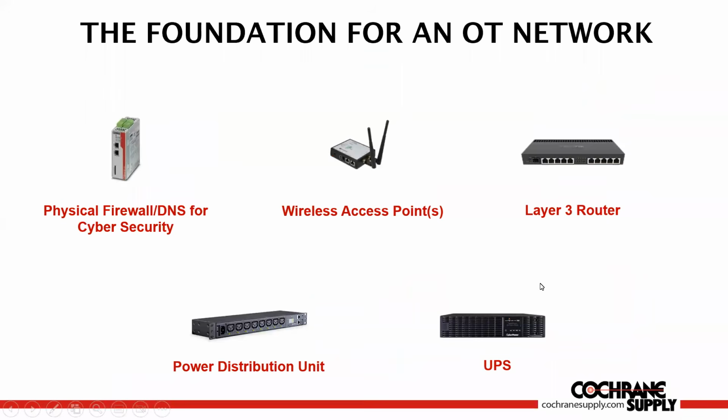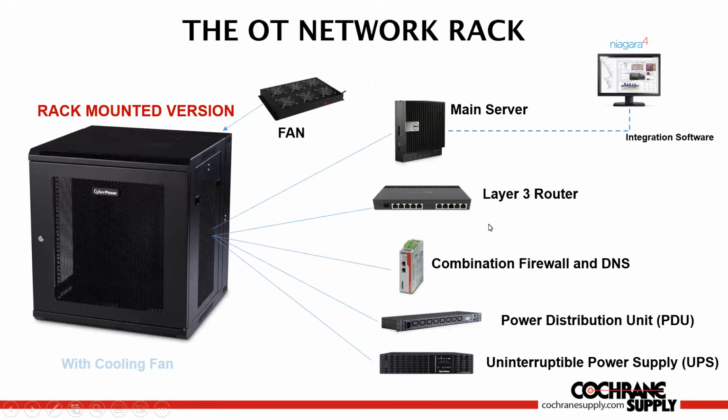Then you're going to have your edge switches. I mentioned the physical firewall. It's always good to consider a wireless access point so that a contractor or the owner can jump onto the OT network wirelessly, right? Then you're going to have a layer 3 router. We'll talk about all these components, a power distribution unit and a UPS.